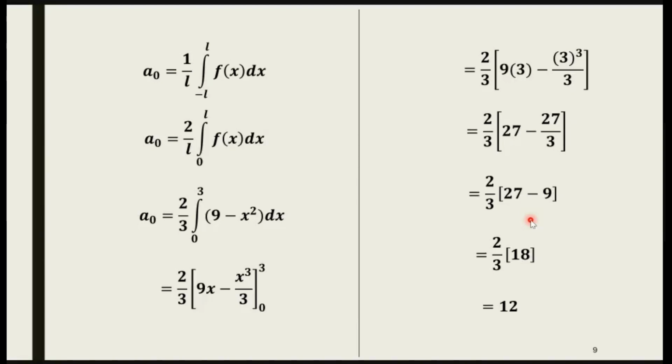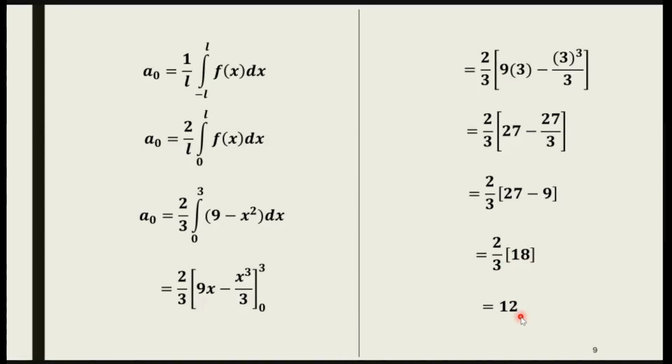Okay. So normal integration, 9 का integration 9x, x square का x cube by 3. Applying the upper limit, x के बदले 3 और x के बदले 0. When we put x equal to 0, पूरा टर्म 0 हो जाएगा, इसलिए लिखा नहीं है यहाँ पे, खाली x को 3 पुट करके दिखाया है यहाँ पे. 9 into 3, 27. 3 cube is 27 upon 3, that is 9. 27 minus 9 is 18. And a0 equal to 12.